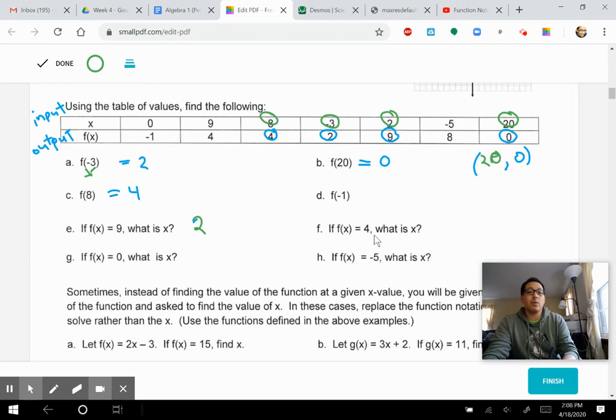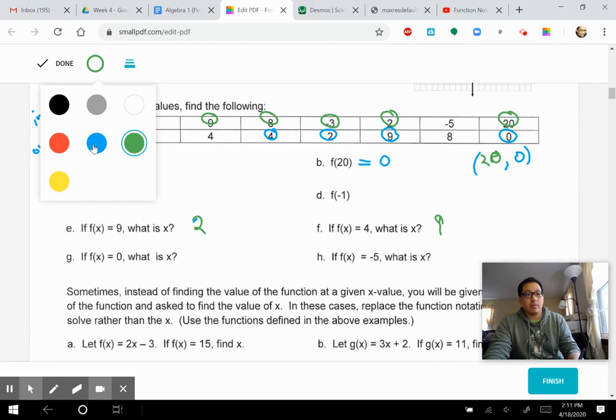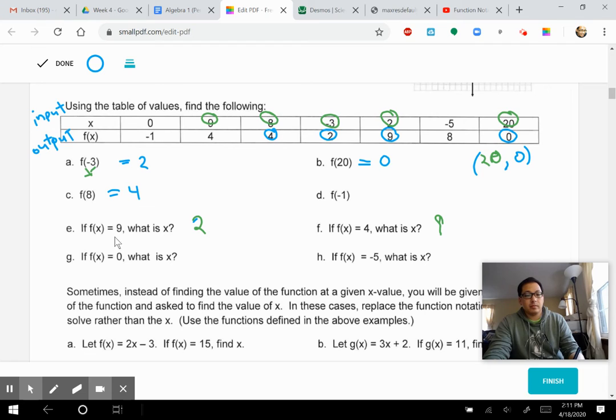If f of x equals 4, so again, this is the output, what is the x? So we're looking at when the output is 4, what was the input? The input here was 9. So in this case, it's 9. Now, these questions were different, E and F, because they asked us to find the input when knowing what the output was. This is telling us we know what the output is.